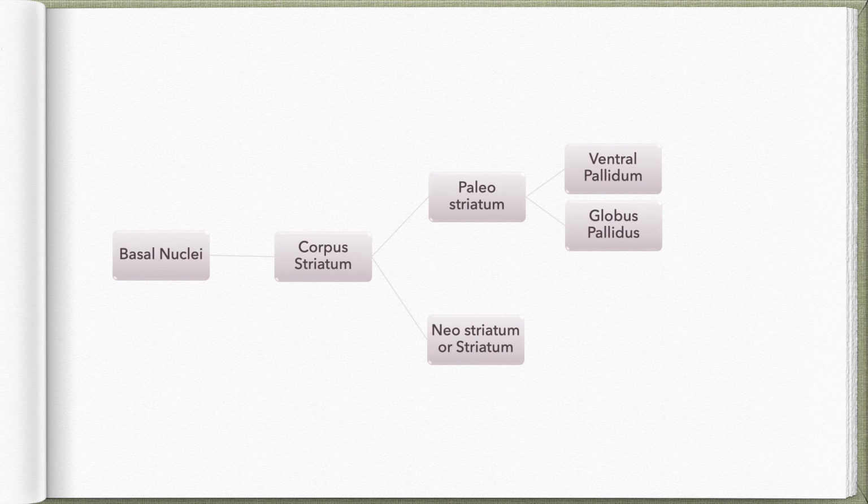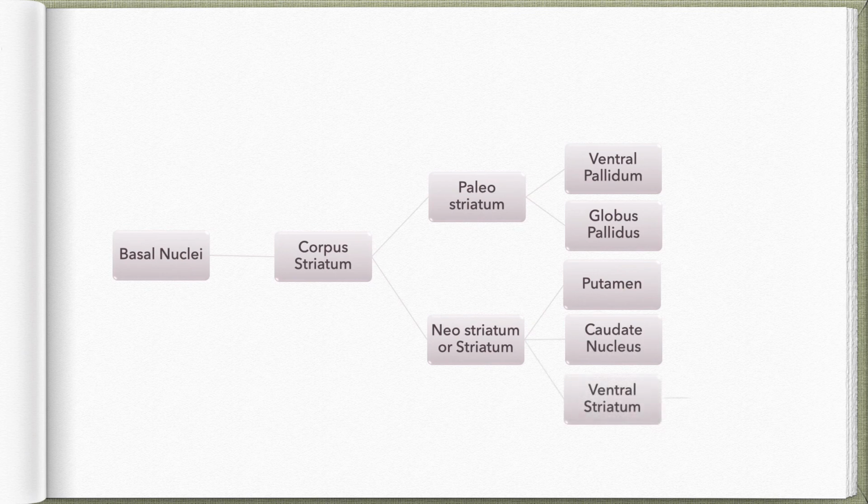In case of striatum or neostriatum, dorsal part includes putamen and caudate nucleus, and ventral part or the ventral striatum includes nucleus accumbens and olfactory tubercle. Globus pallidus of the paleostriatum and putamen of the neostriatum are anatomically contiguous structures. That is, together they are known as lentiform nucleus.